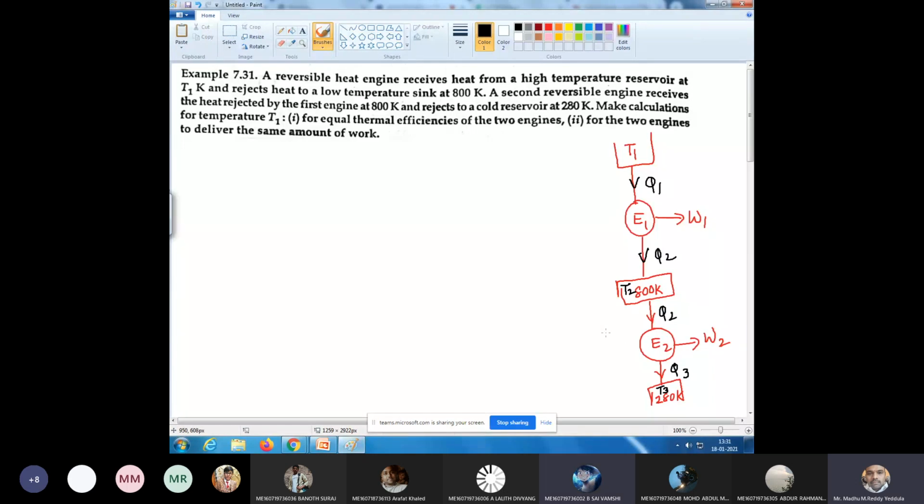There are two engines. One engine is taking heat from the first engine. Make calculations for temperature T1. Conditions are given: first, for equal thermal efficiencies. If the two engines have the same thermal efficiency, what is the value of T1? Second, for the two engines to deliver the same amount of work, if the work done is the same, what is the value of T1? Is the question clear? Please tell me.